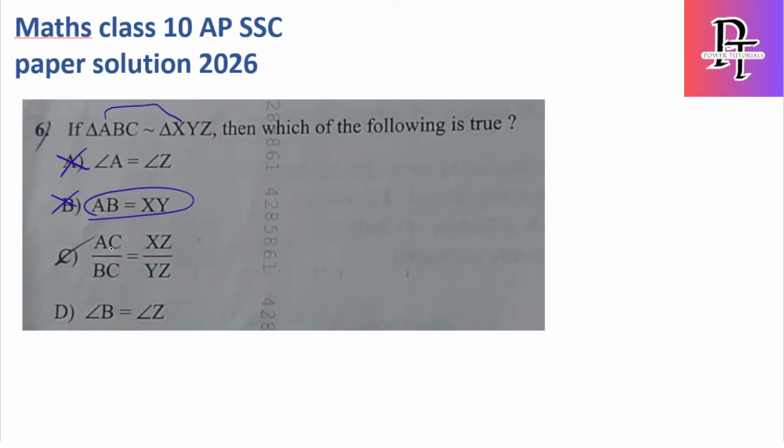Okay. AC by BC is equal to XZ by YZ. Yes, C is correct. What about D? B is equal to Z? The B angle will be equal to Y angle, not Z angle. So this is also wrong.